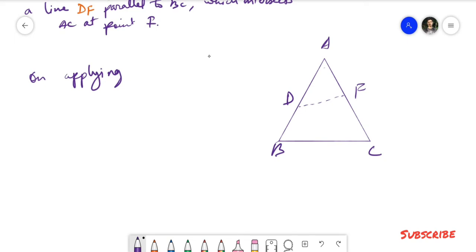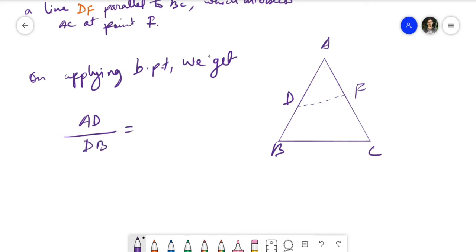Okay, on applying BPT, again I'm saying don't write short, write it fully. Basic proportionality theorem. So on applying BPT, I said that this is parallel to this. If this is parallel, then do you remember the first theorem? Then we'll write, because of the first theorem, if it's parallel, then we'll write AD by DB is equal to AF by FC. We took already equation 1, so we'll be taking equation number 2. I hope you understood this one.